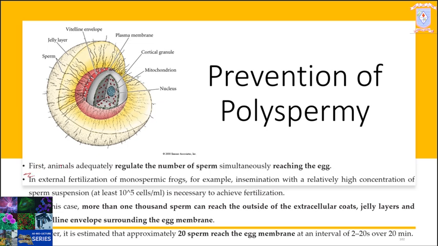First of all, animals adequately regulate the number of sperm simultaneously reaching the egg. In external fertilization of monospermic frogs, for example, insemination with a relatively high concentration of sperm suspension, that means at least 10 raised to 5 cells per ml, is necessary to achieve fertilization. So only in the presence of this huge quantity of sperm is fertilization possible in the monospermic frog species.